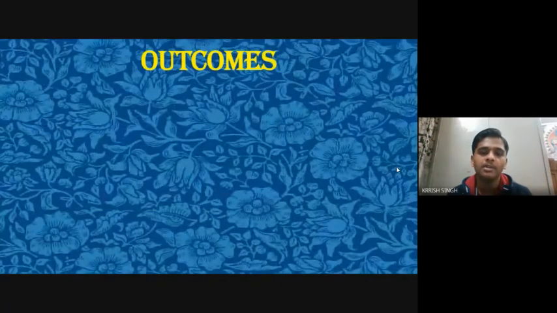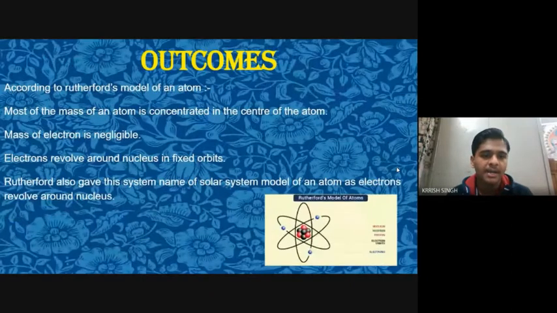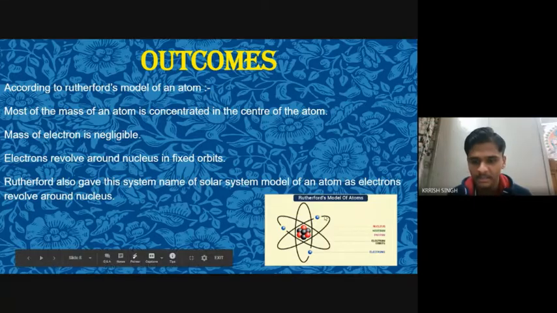Here are the outcomes of his model. According to Rutherford's model of an atom, most of the mass of an atom is concentrated in the center of the atom. The mass of an electron is negligible. Electrons revolve around the nucleus in fixed orbits. Rutherford also gave this system the name solar system model of an atom, as electrons revolve around the nucleus like the planets revolve around the sun, as you can see in this image.